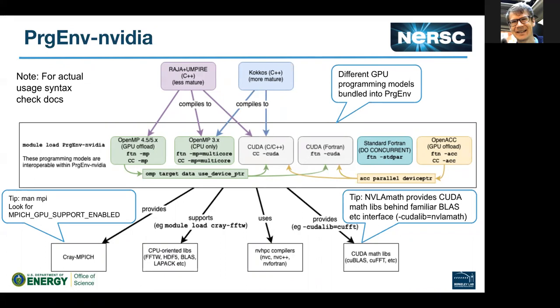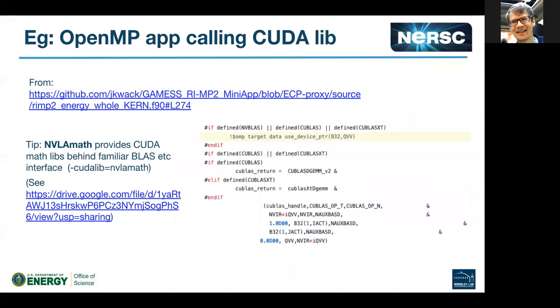And so from these different models in the NVIDIA programming environment, you get access to all of the normal things that you're familiar with. So Cray MPICH, libraries like FFTW and HDF5, but also the CUDA math libraries, cuBLAS and cuFFT. Just a tip though, there's this NVLAMATH library that gives you things like cuBLAS and so on, but with the more typical BLAS interface, that's a little bit easier to use.